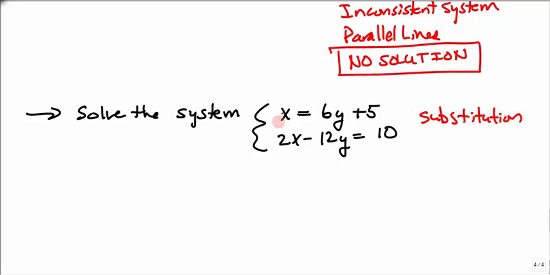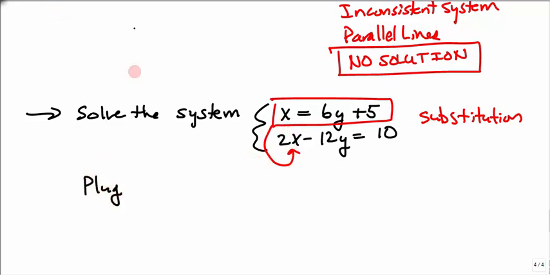So again, choose your method. And the reason I think it's set up so nicely for substitution is because it's solved for x. So I'm going to plug x equals 6y plus 5 into the equation 2x minus 12y equals 10 and solve.